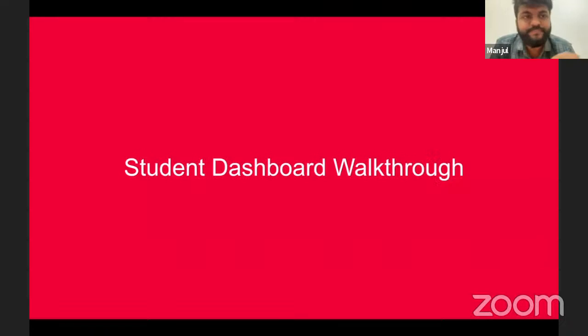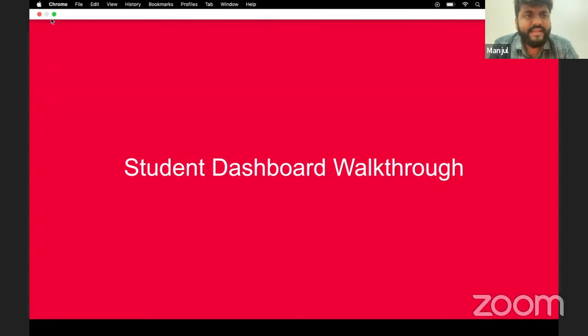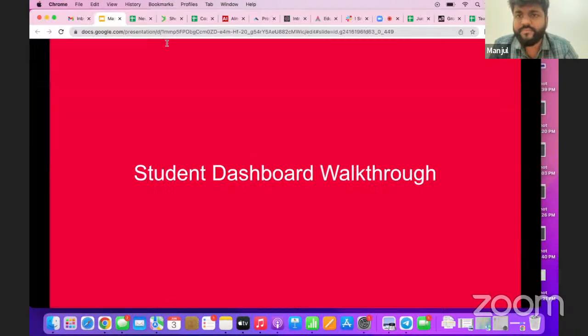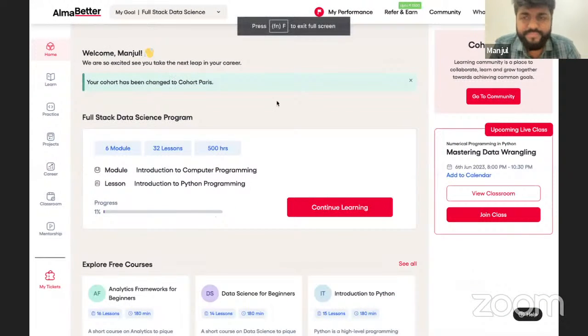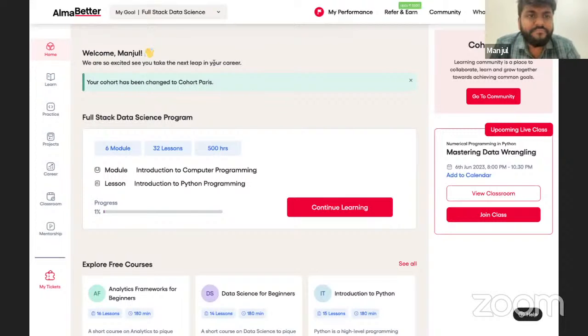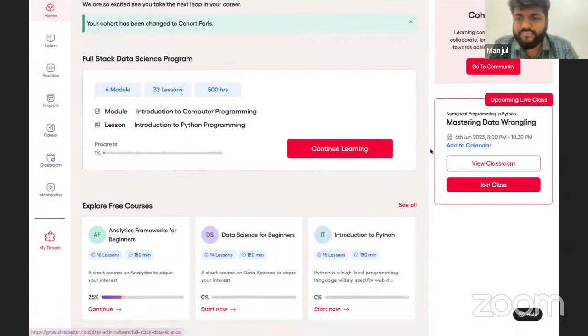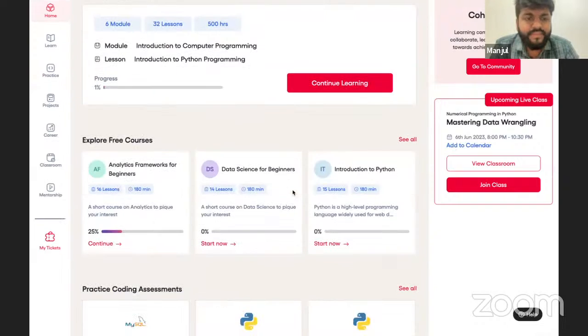Okay, so I will just give you a student dashboard walkthrough before we proceed ahead, and it's pretty simple. So how will your dashboard look once you enroll yourself? This is how your entire dashboard will look. In your home segment, you will get to know about the upcoming live classes that will be happening here. You can even add them to the calendar.